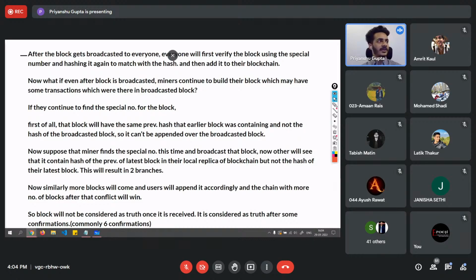Let's say for Bitcoin, the hash rate is around 10 minutes, because every 10 minutes we get one new block. So every 10 minutes, one new block is broadcast to everyone on the blockchain network. This is called the hash rate.